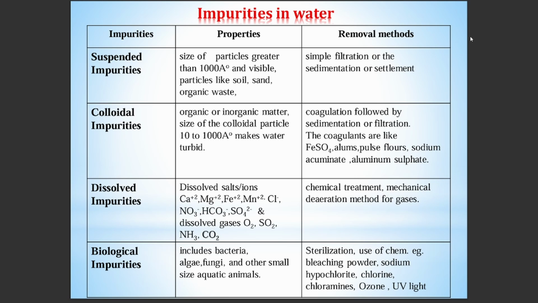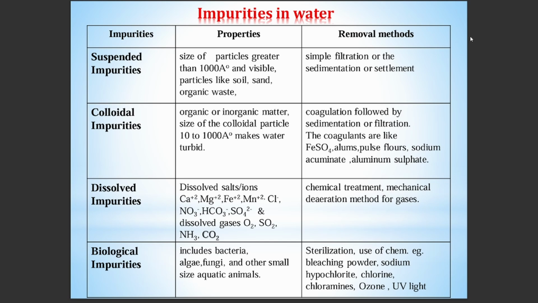Third impurity, dissolved impurities. The dissolved impurities contain two types of impurities: one is dissolved gases and the other is dissolved salts. The dissolved gases, dear friends: when the rainwater starts its journey from sky towards the earth, it enters into the atmosphere, and atmosphere contains different gases. These gases dissolve into the water, and they become dissolved impurities in the water.